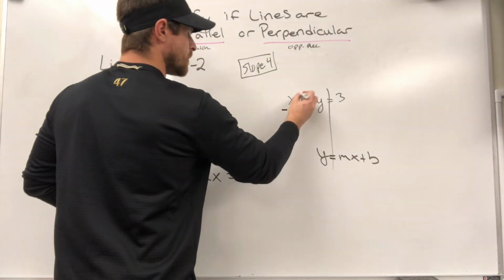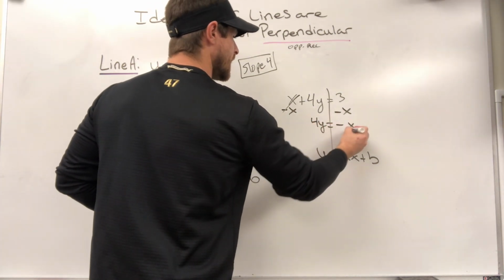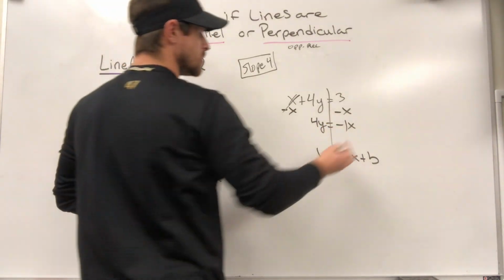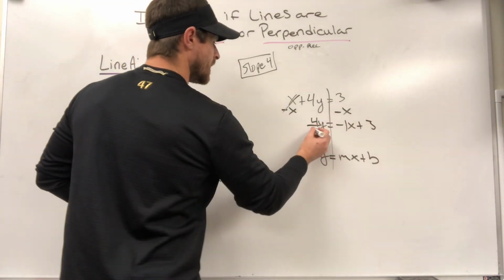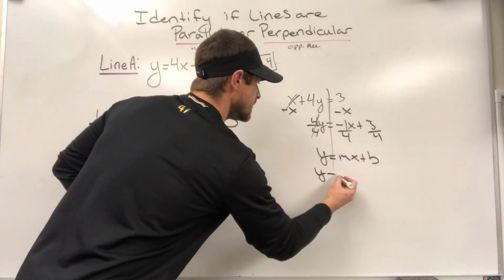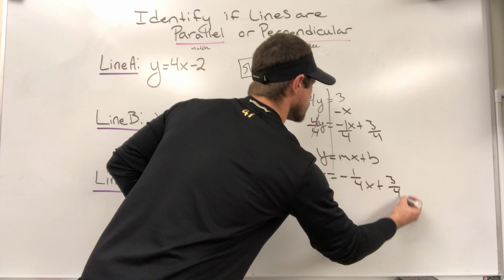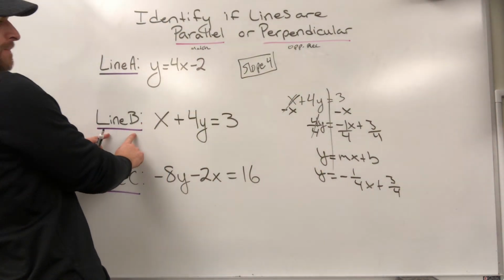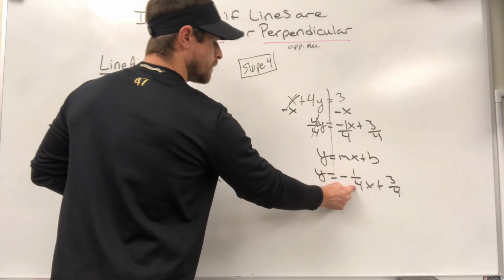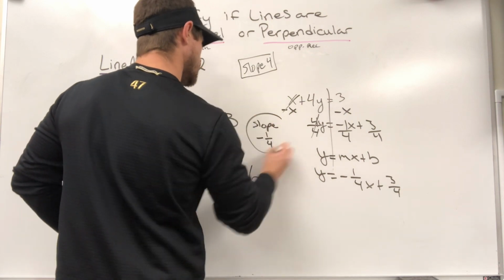So let's move this x term over to the other side. Minus x leaves me with 4y equals -x, which is really -1x. I encourage my students to put it in, especially those students that forget about it. And then I've got to divide by the 4, cancels, and I'm left with y equals -1/4 x plus 3/4. That was from line B. So one thing I can tell you about line B now is that its slope is -1/4. Circle it.